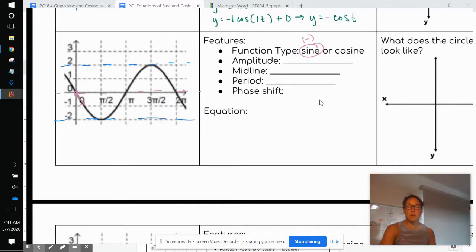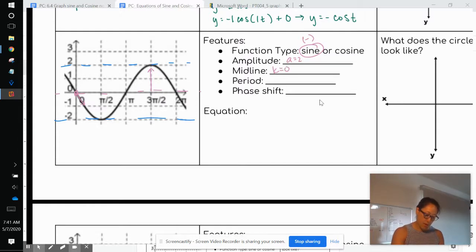We're going to a relative minimum, so this is going to be a negative sine graph. Okay, next up, amplitude. The distance from the midline to the relative max is 2 units. I'm going to check the other side. Okay, 2 units, yes. So the amplitude is equal to 2. The midline is at 0, so k is equal to 0.